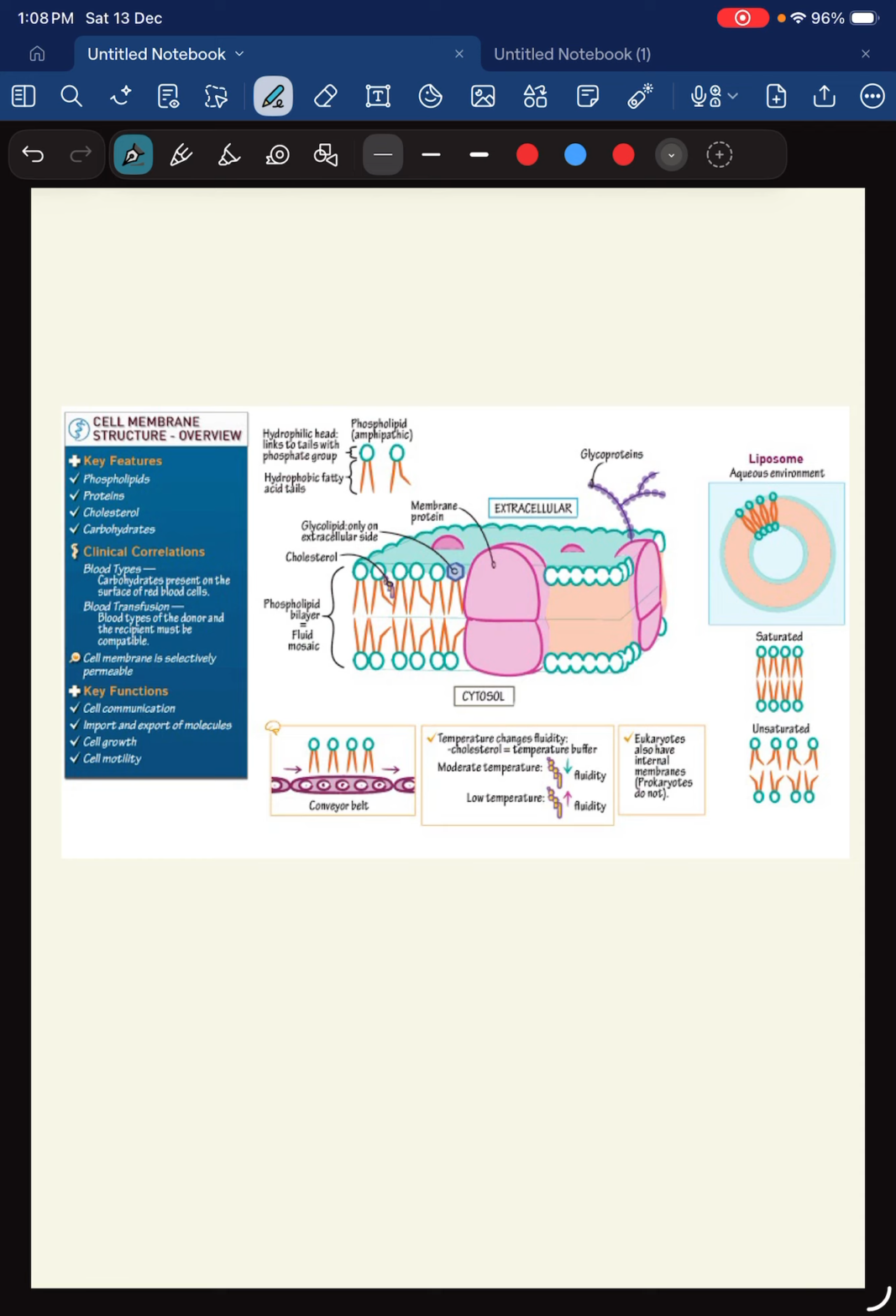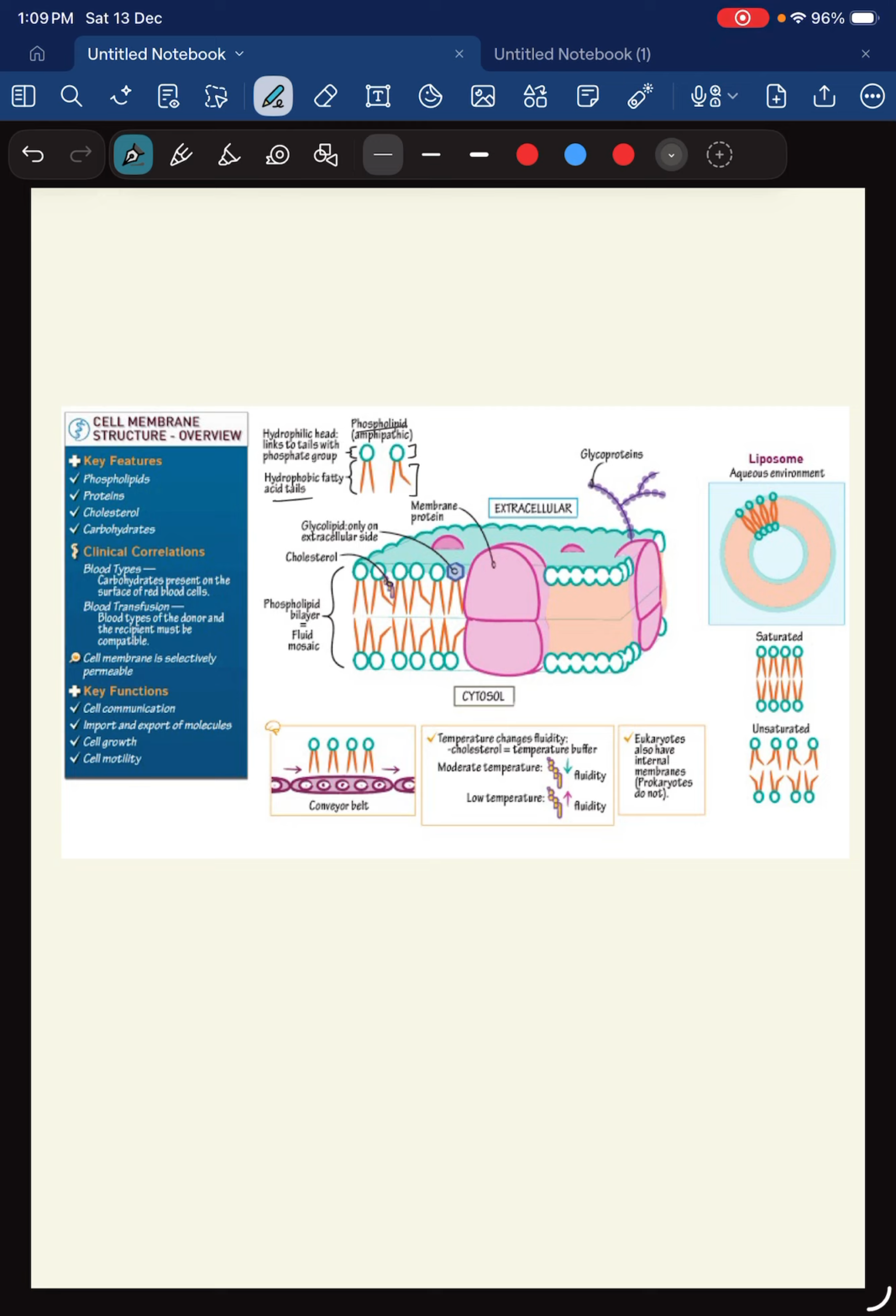Now all 4 classes of lipids are amphipathic molecules possessing both hydrophobic and hydrophilic domains. They have both a hydrophilic part and a hydrophobic part. How? As you can see in this diagram, a phospholipid is shown which is amphipathic, means it has a hydrophilic head and also a hydrophobic fatty acid tail, water loving and water hating parts both are there, so it's an amphipathic phospholipid.